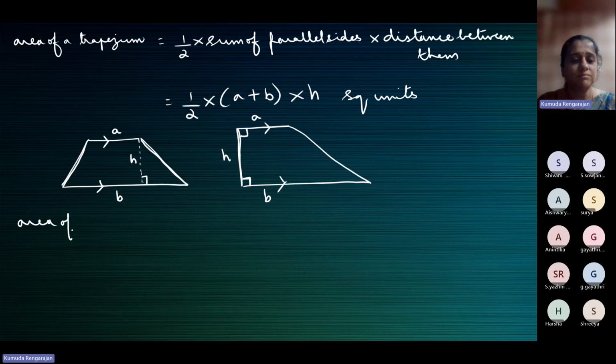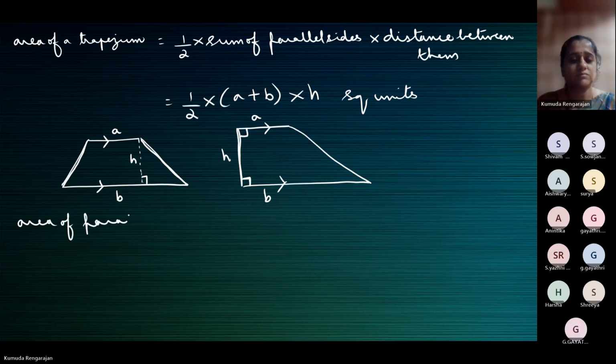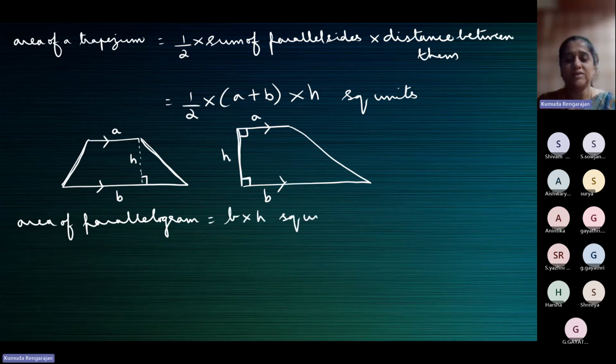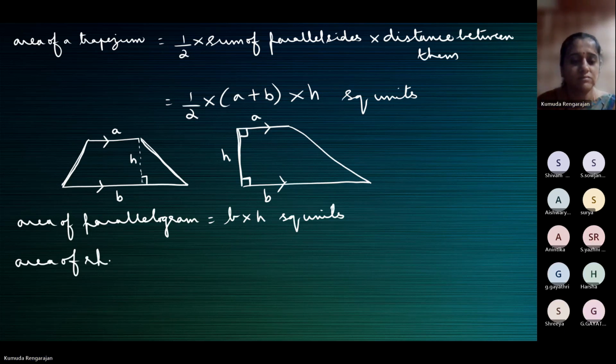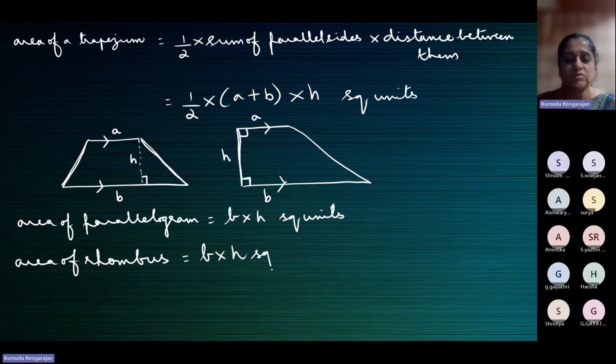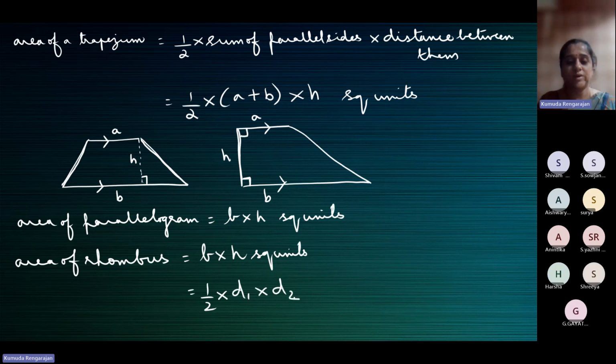Area of parallelogram: base into height square units. Area of rhombus: base into height square units. Also half into product of diagonals, half into D1 into D2 square units.